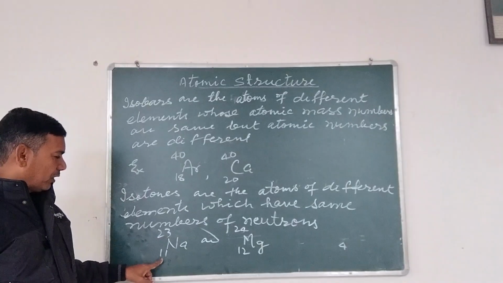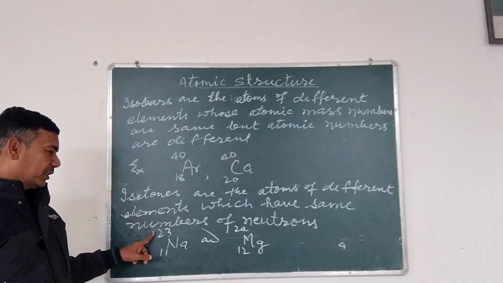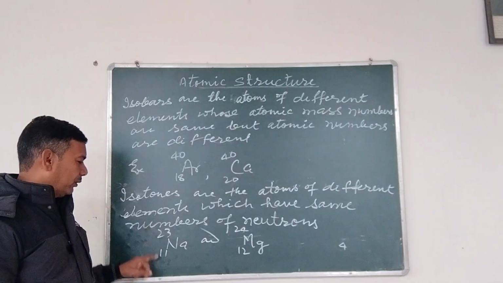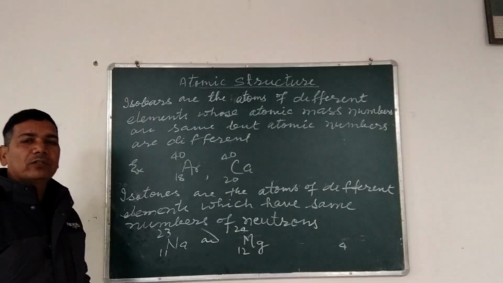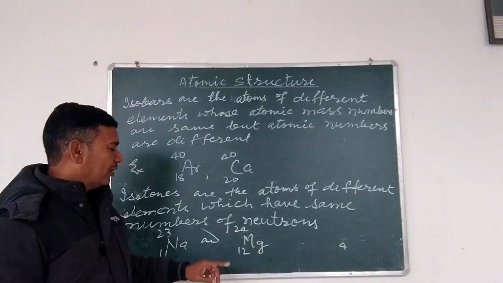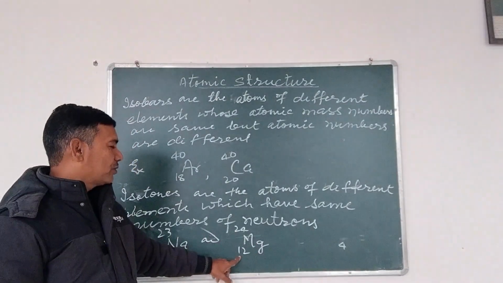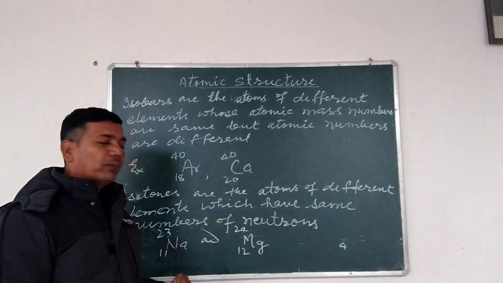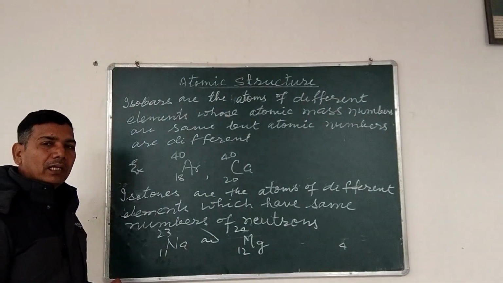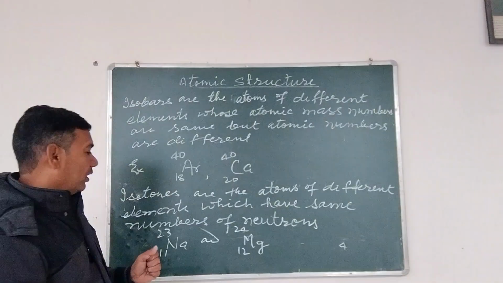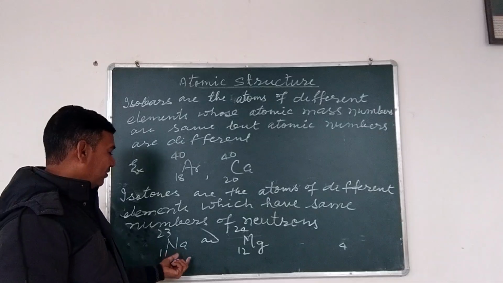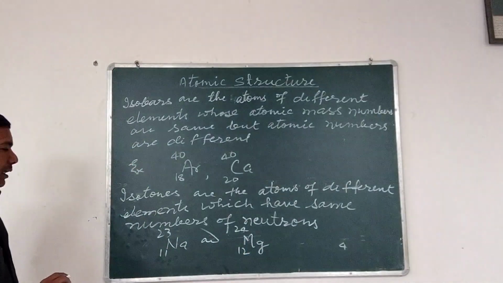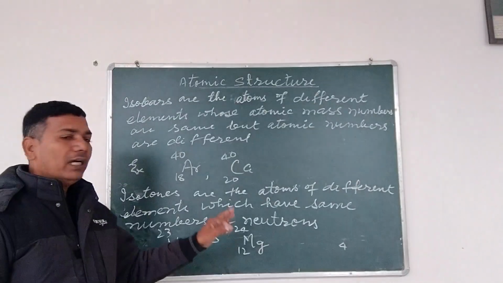Sodium has 11 protons and its atomic mass number is 23. To find the number of neutrons, we subtract 11 from 23, which gives 12. It means sodium has 12 neutrons. Here we can also see that the protons in magnesium are 12 and the atomic mass number is 24. Thus, by subtracting 12 from 24, we obtain 12, which is the number of neutrons in magnesium. In this manner, we can see that in both sodium and magnesium the number of neutrons is 12 each, so they can be called isotones.